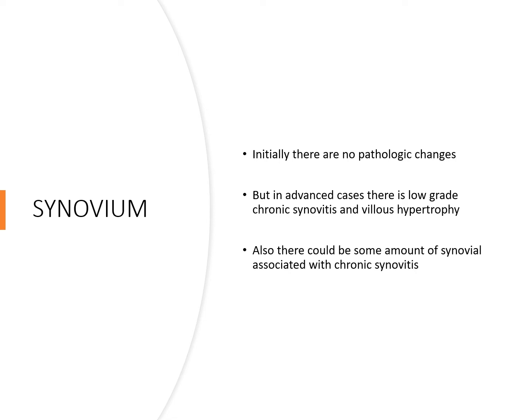In OA, synovium changes very less and does not change in the initial stages. In advanced cases, there is low grade synovitis and hypertrophy. Also, there could be some amount of synovial thickening associated with chronic synovitis. So, what does this mean? When the synovium is affected less, there is less swelling seen in the patient. In RA cases, rheumatoid arthritis cases, there is more swelling because synovium is actually affected. In OA cases, there is very mild swelling because synovium is not very much affected.